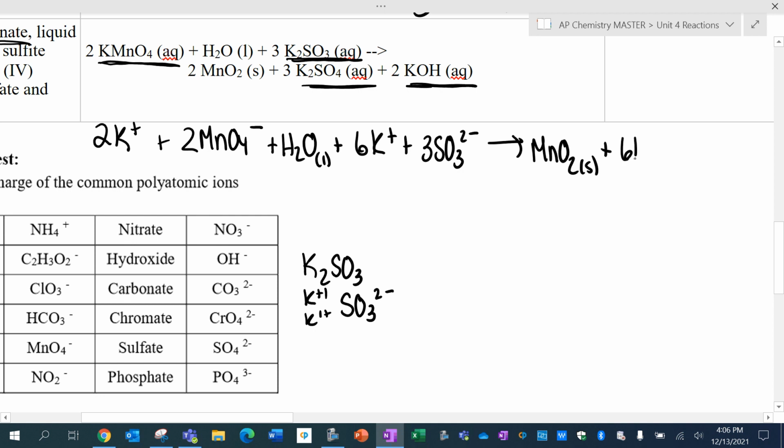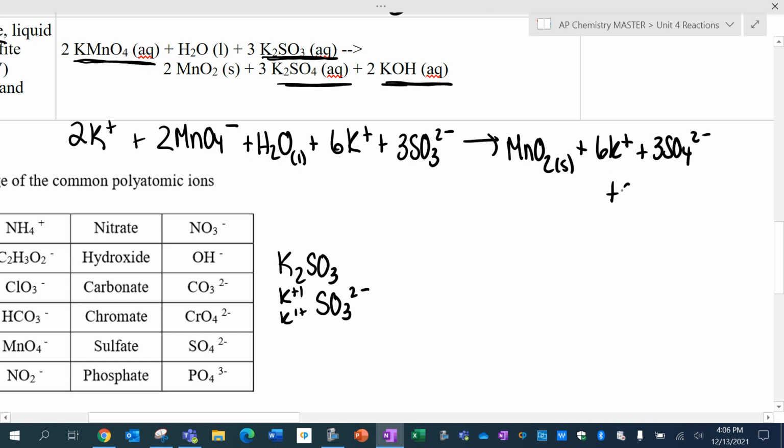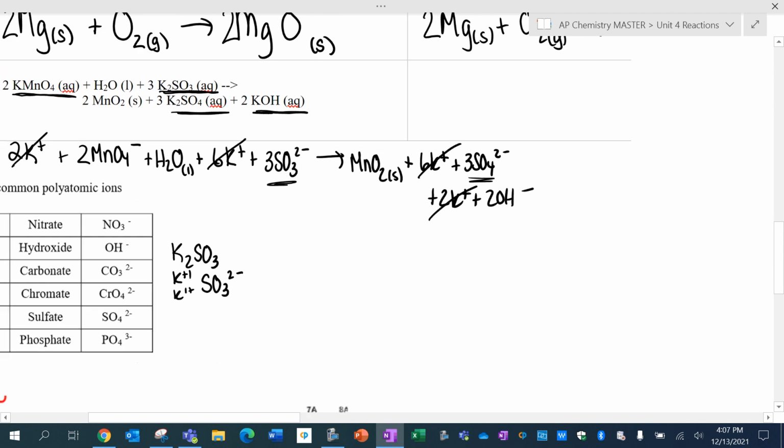K2SO4, that's another aqueous ionic compound. So I'm going to break it down into its ions. And then KOH, so 2K plus and 2OH minus. All right. So let's look for spectators. We've got 8 K pluses on each side. And that's it. That's our only spectator ion, because these ones look really similar, the SO3 and SO4, but they're actually different. So K is our only spectator.